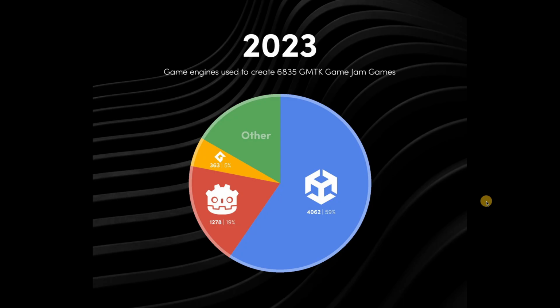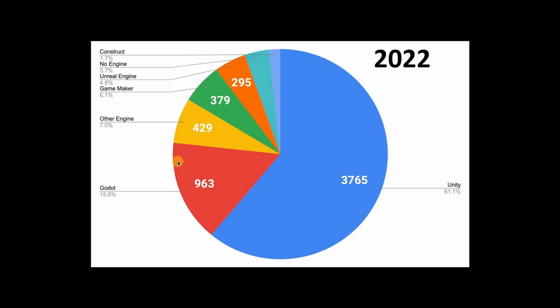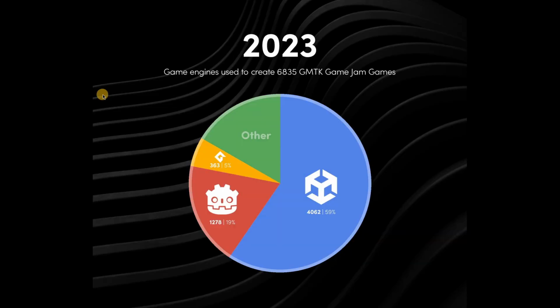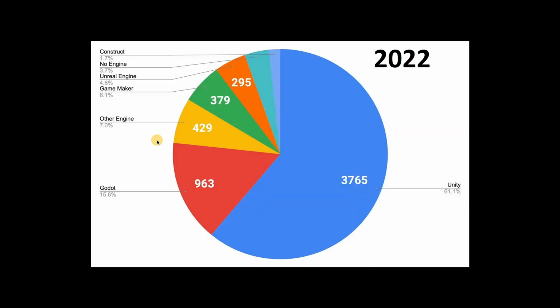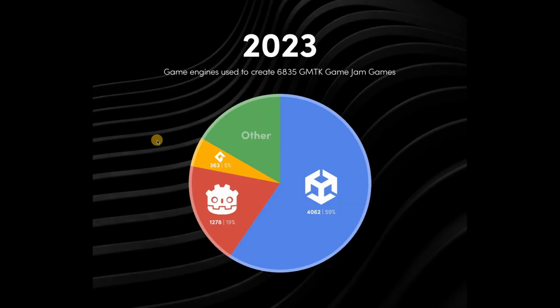And also we see how here Game Maker was only used by 5% of people, whereas here it was 6. So the number of people using Game Maker has always been decreasing over time, whereas the number of people using Godot has always been increasing. And once again, the number of people using other engines stayed quite the same.